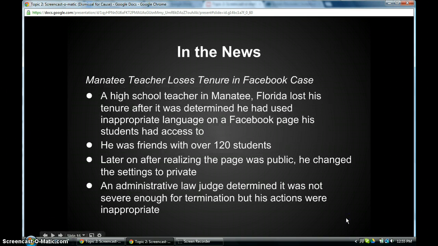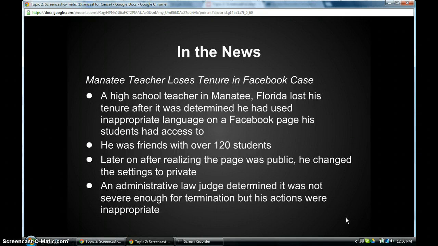Now I want to talk about three cases where grounds for dismissal have made the news. The first case was from a headline of an article titled "Manatee Teacher Loses Tenure in Facebook Case." A high school teacher in Manatee, Florida lost his tenure after it was determined he had used inappropriate language on a Facebook page his students had access to. He was also friends with over 120 students. Later on, after realizing the page was public, he changed the settings to private.